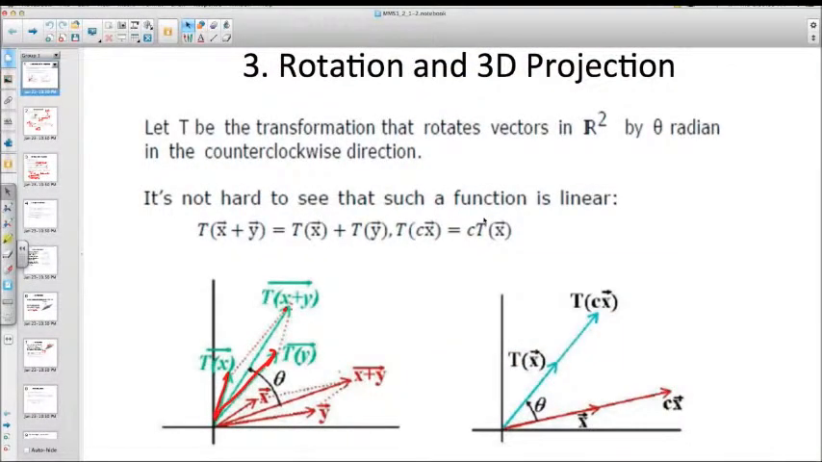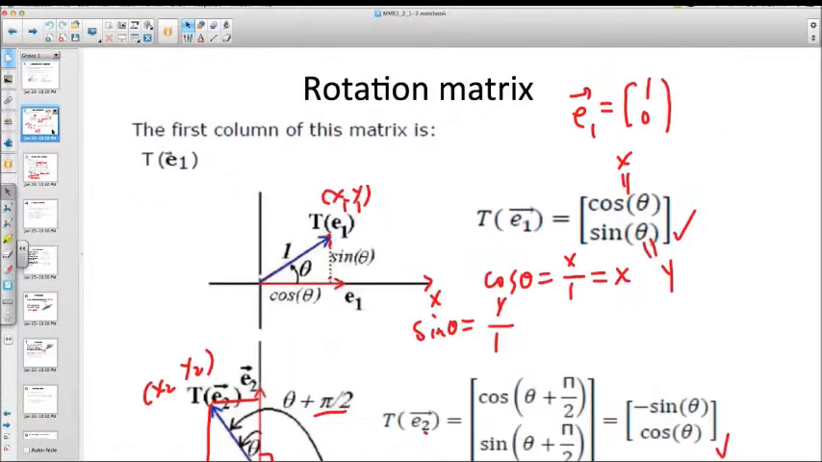The first thing is that it's linear. The proof is the same. If you make it longer and then rotate, or you rotate first and then make it longer, with the same multiple, they are equal. Here, you can add the vectors first, then rotate, or rotate first, then add. That's the same thing. So that's a nice linear property.